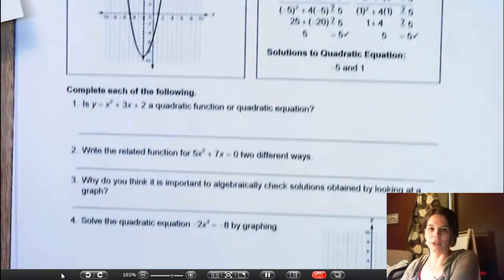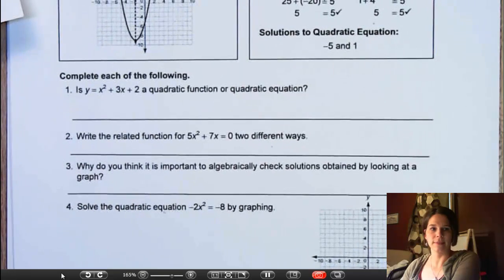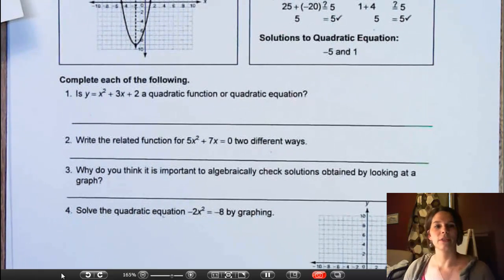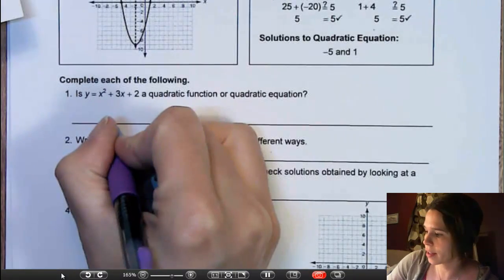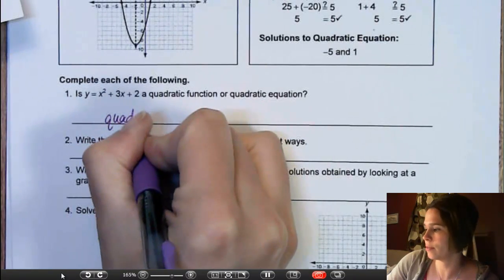So let's answer these questions about functions and equations. Is y equals x squared plus 3x plus 2 a quadratic function or a quadratic equation? Does more than one variable exist in that? Yes. Quadratic function.